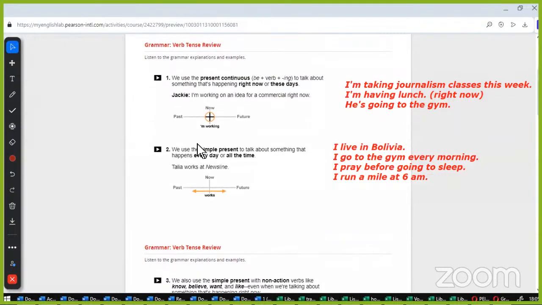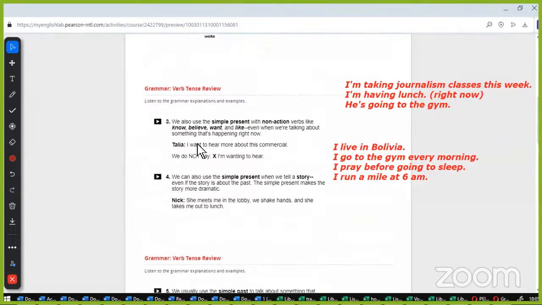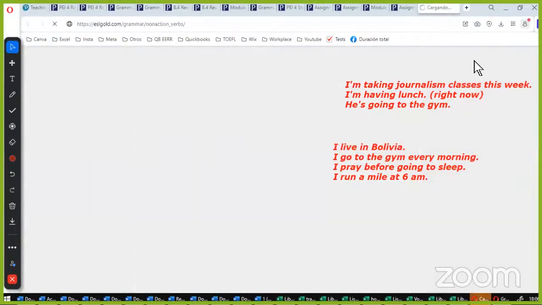No, teacher, I think it's clear. Okay, great. So we use also the simple present with non-action verbs. Did we see non-action verbs? Yes, teacher. You showed me a table. Yes, that's great. Yes, we saw the non-action verbs. So basically, when you have a non-action verb, yes, it's here. You use, yes, the link is in our chat.